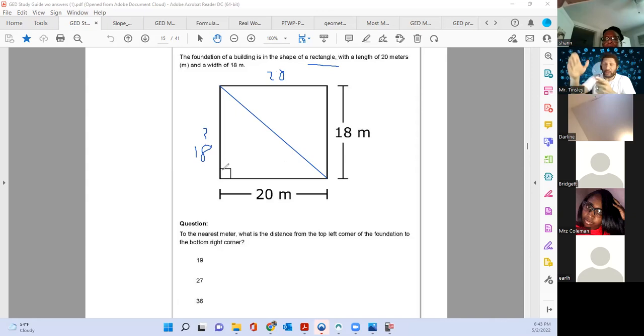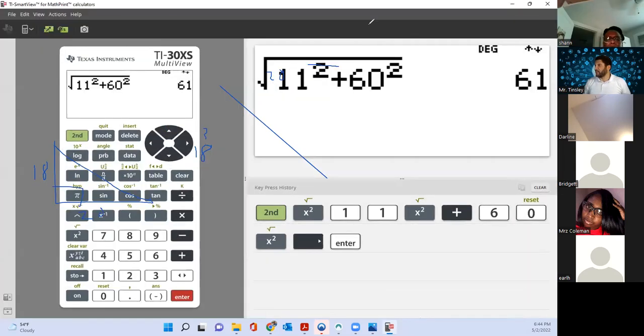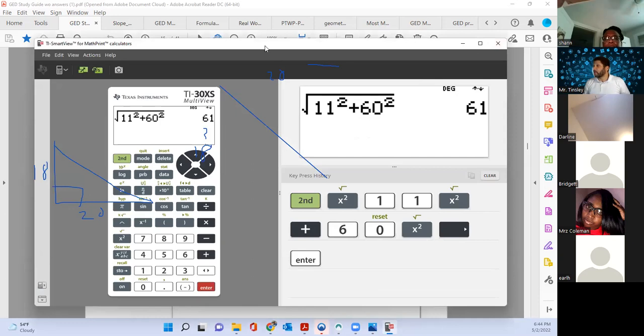So first of all, they said draw from corner to corner. And then you have to understand what a rectangle is. Opposite sides are equal. So now we have a right triangle with the sides 18 and 20. So I'm going to grab my calculator, because if you went through my ebook, this is a 30-second problem.